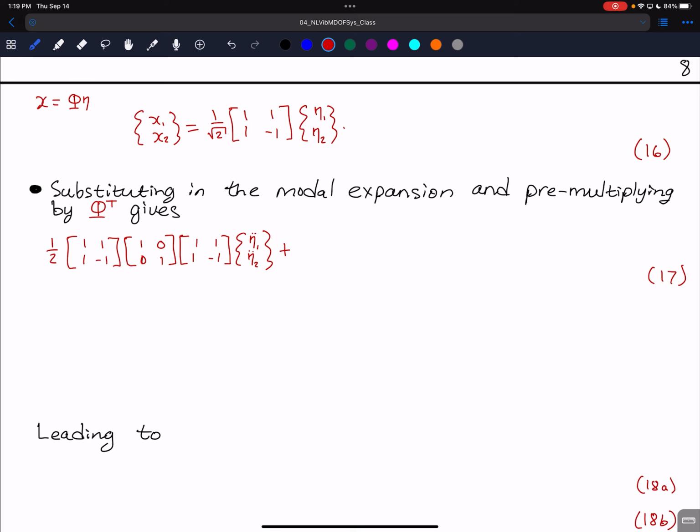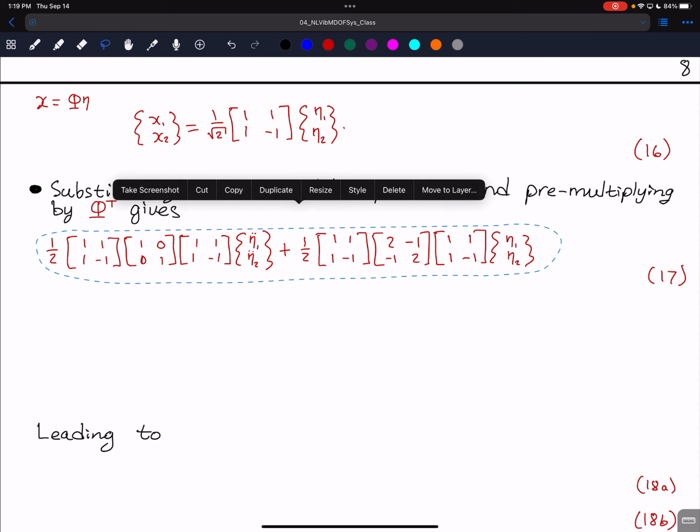plus 1/2 times 1, 1, 1, minus 1 times our stiffness matrix, which is now 2, minus 1, minus 1, 2 times, again, the modal matrix 1, 1, 1, minus 1 multiplied by our modal vector eta 1 and eta 2. I'm going to move this down just a little bit.